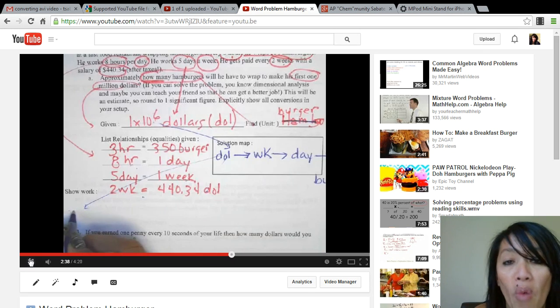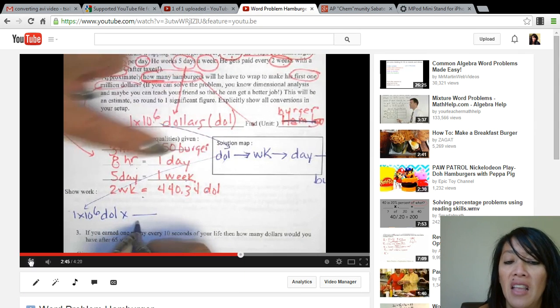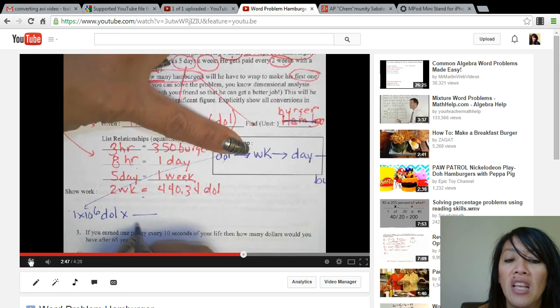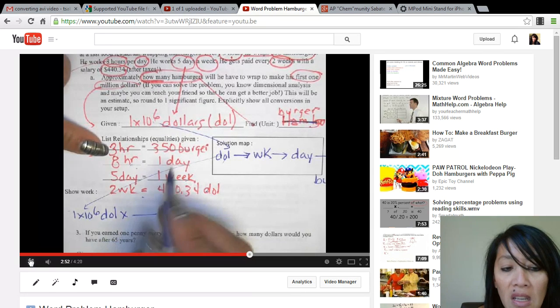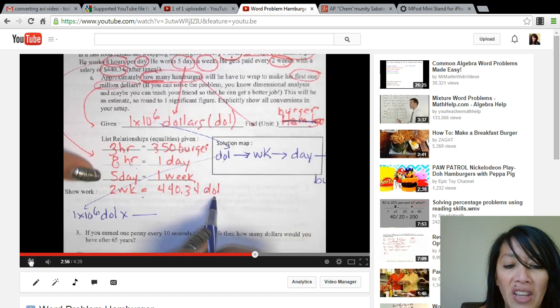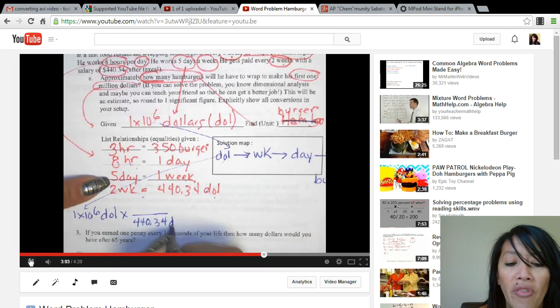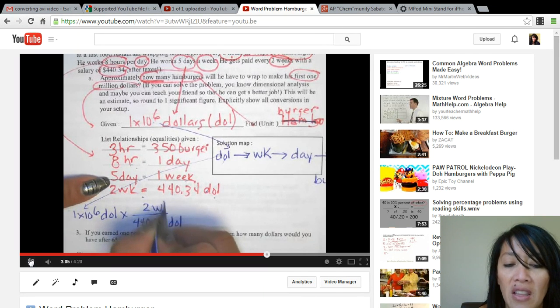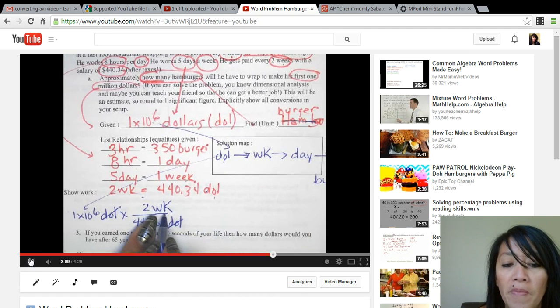So I'm going to start with my 1 times 10 to the 6th, or $1 million. And when I look at my problem, I see that the unit of dollars needs to be converted to weeks. So I find the relationship that I listed. I find it at the bottom of my list of relationships, and then I'm going to put dollars on the bottom so dollars can cancel. I write $440.34 on the bottom, so you just cancel the dollars and the 2 weeks are on top.